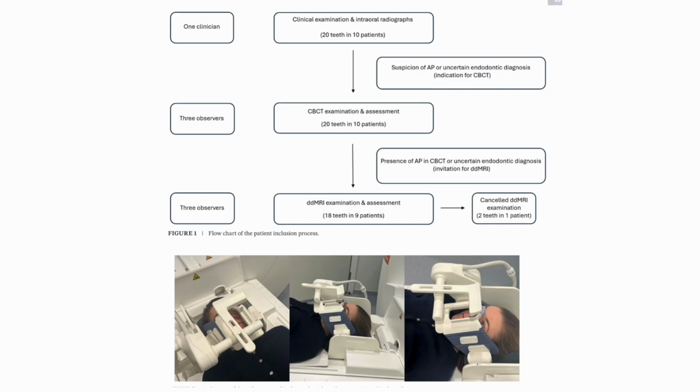For the dental dedicated MRI, each tooth was scanned, and the protocol included 6 pulse sequences optimized for periapical diagnosis, and the total scanning time was approximately 18 minutes per tooth. The same 3 observers assessed the dental dedicated MRI, and they evaluated the visibility of anatomical structures, pulp vitality, presence of apical periodontitis, and overall diagnostic image quality.